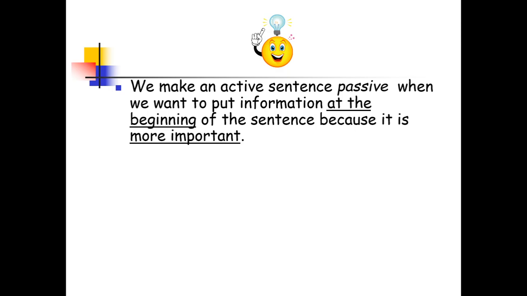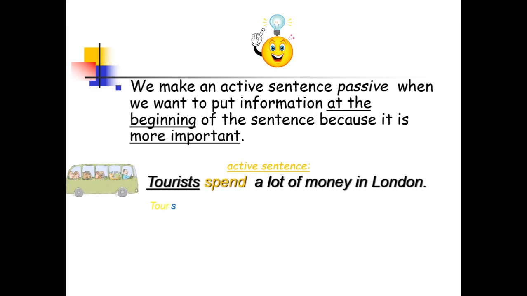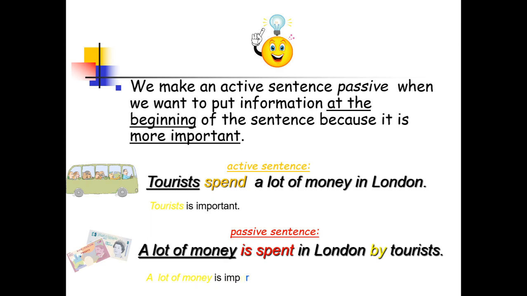Now we make an active sentence passive when we want to put an information at the beginning of the sentence because it is more important. For example, look at the following active sentence. Tourists spend a lot of money in London. Now, tourists is important. In the passive sentence, a lot of money is spent in London by tourists. In this case, a lot of money is important.